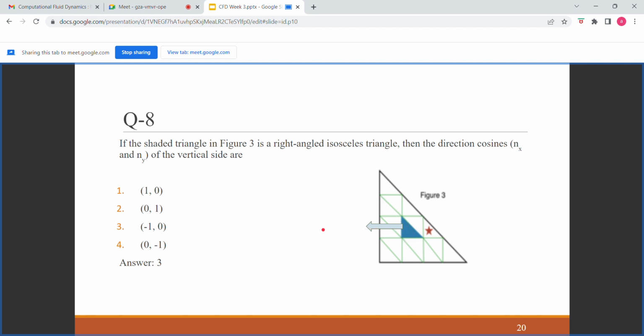So the direction cosine of the vertical side. The vertical side is this one, so the direction cosine would be in this direction. That would be minus 1 comma 0. The main thing is that the direction cosine should be along the outward normal of that side. So the outward normal to this side would be this way. So the answer is minus 1 comma 0.